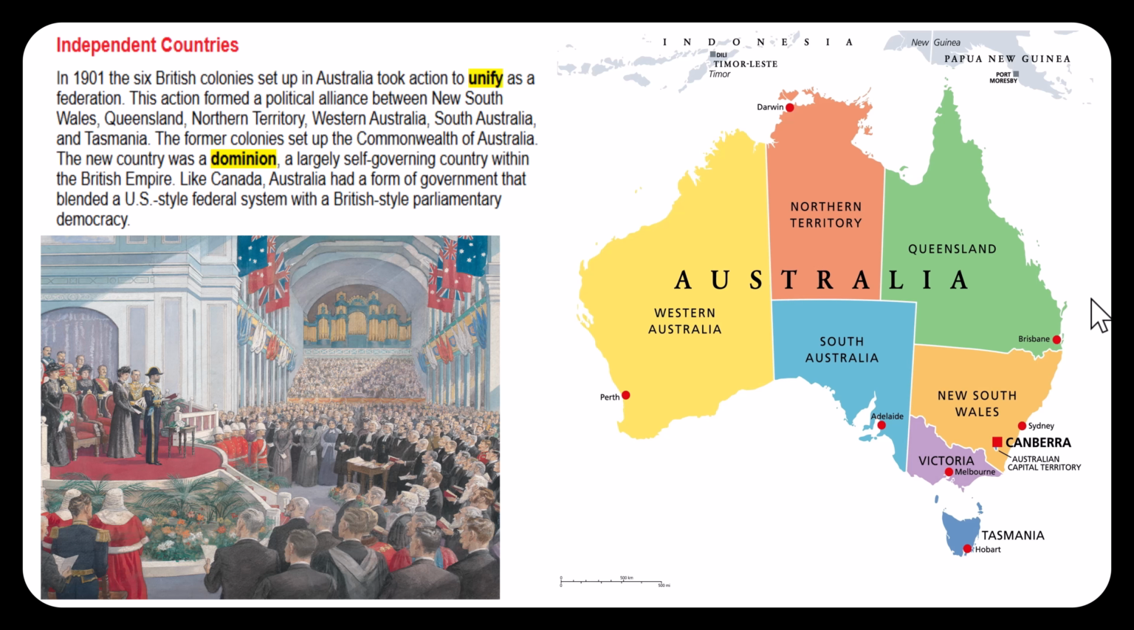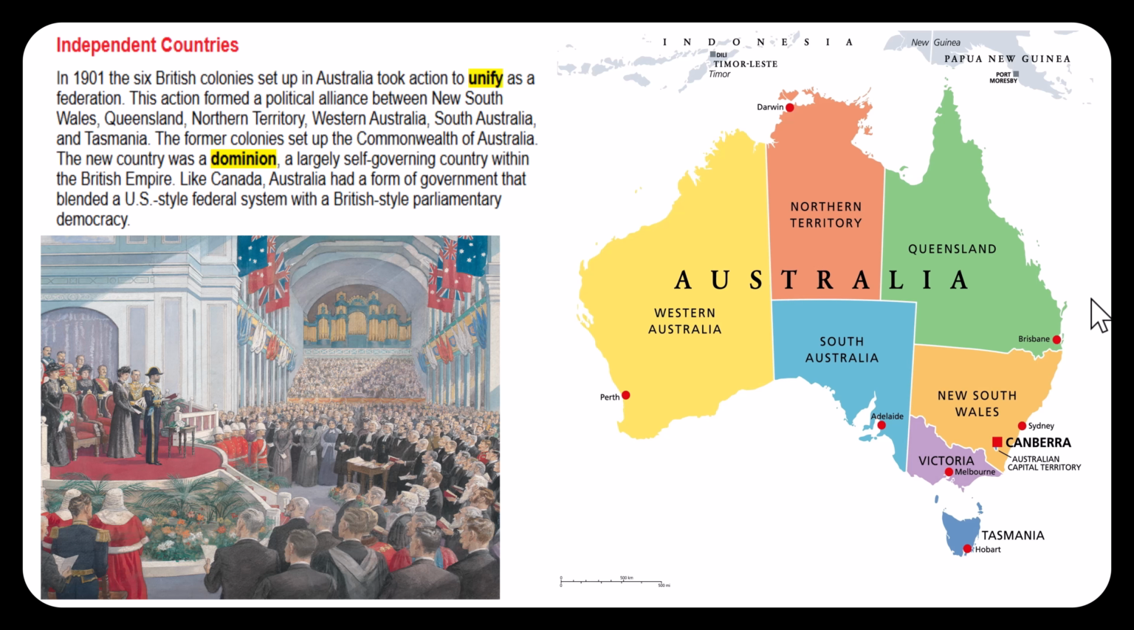Independent countries. In 1901, the 6 British colonies set up in Australia took action to unify as a federation. This action formed a political alliance between New South Wales, Queensland, Northern Territory, Western Australia, South Australia, and Tasmania. The former colonies set up the Commonwealth of Australia. The new country was a dominion, a largely self-governing country within the British Empire. Like Canada, Australia had a form of government that blended a U.S.-style federal system with a British-style parliamentary democracy.